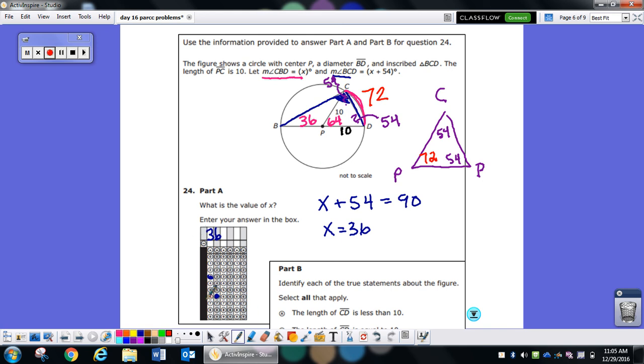Alright, so then they're asking us about the length of CD. So I also labeled that wrong. So what happens when you're tired. All right, so the length of CD. Well, you know it's across from the biggest angle, so it's going to be the longest side. So it has to be greater than 10 because those sides were 10.